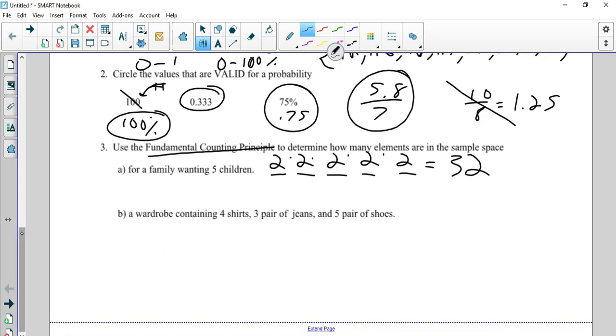A wardrobe has 4 shirts, 3 pairs of jeans, and 5 pairs of shoes. You simply do 4 times 3 times 5, and that is 60 possible outfits. Okay. Remember, you could do a tree diagram, but it would be very long and messy.